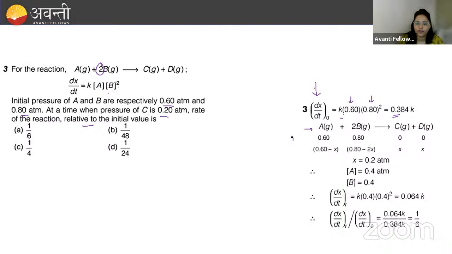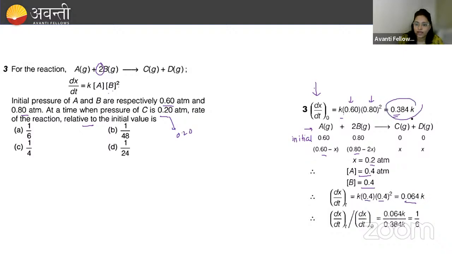So in the initial phase, what is happening? The pressures of A and B were this much atm. But as soon as C gets formed and D gets formed, how much change is happening in their pressures? The pressures are changing as 0.60 minus x and 0.80 minus 2x. Next, since C is given as 0.20, I have taken the x value as 0.2. So how much A will be remaining? 0.4. And how much B will be remaining? 0.4. Put all these values here and find the rate. You are getting 0.064 K.